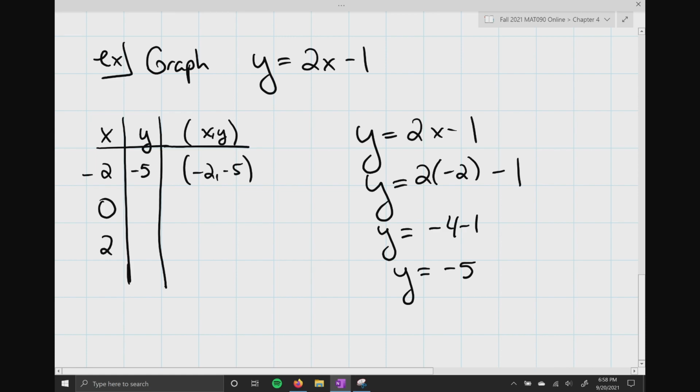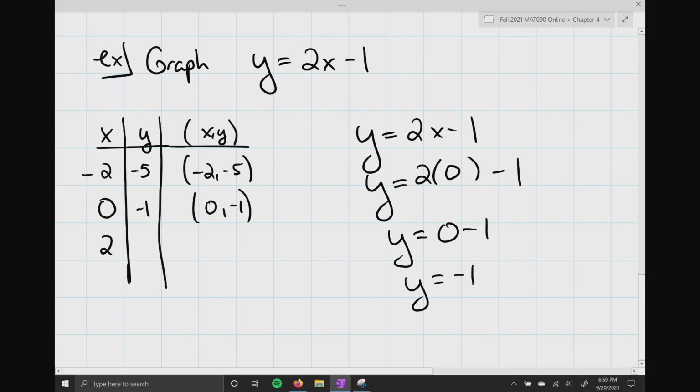And I'm going to do that again for each one of my x values. So I'm just going to erase here a little bit. So when x equals 0, y is going to equal 0 minus 1, or y equals -1. Okay? And then lastly, when x equals 2, just give me a second. I'm going to erase, substitute. So 2 times 2 is 4, and 4 minus 1 is 3. So when x equals 2, y equals 3.